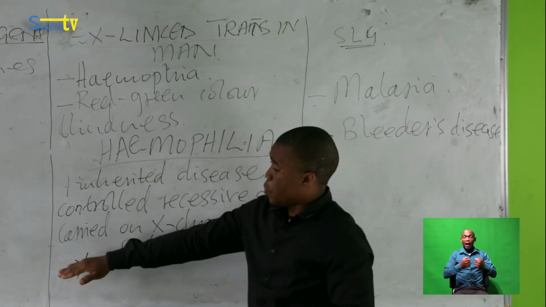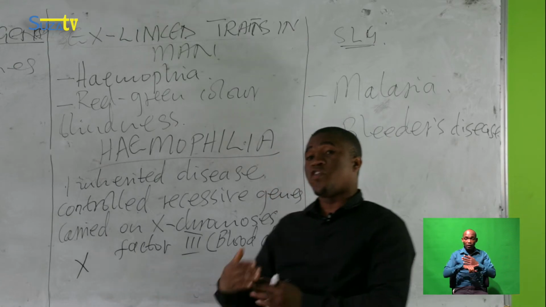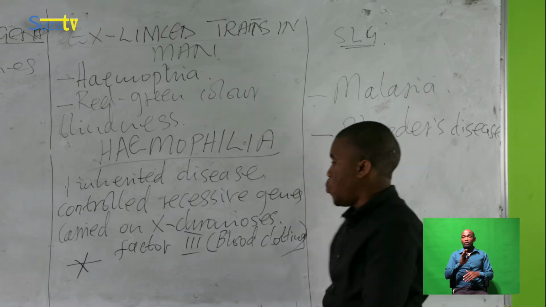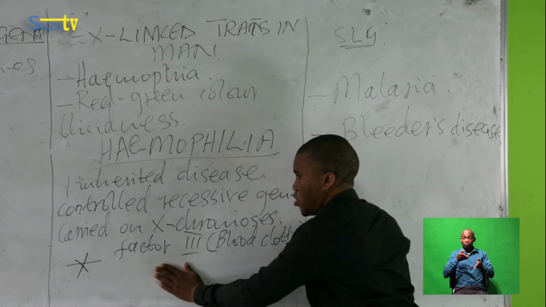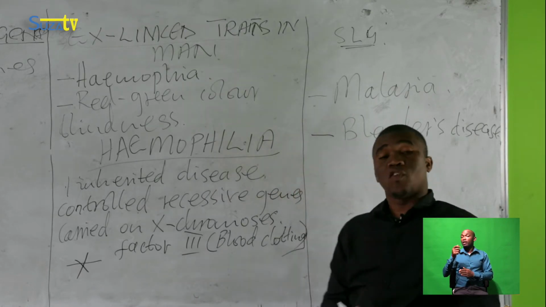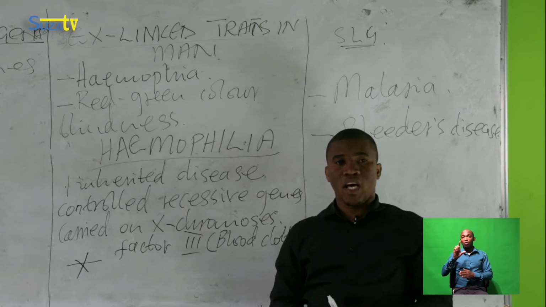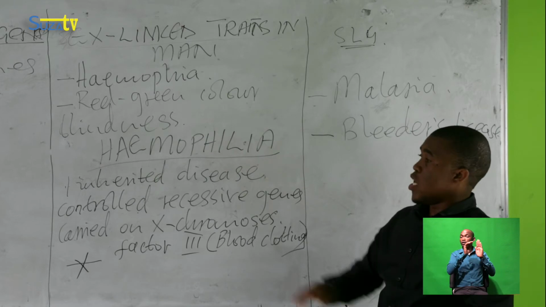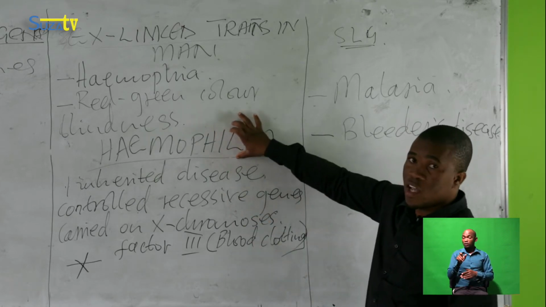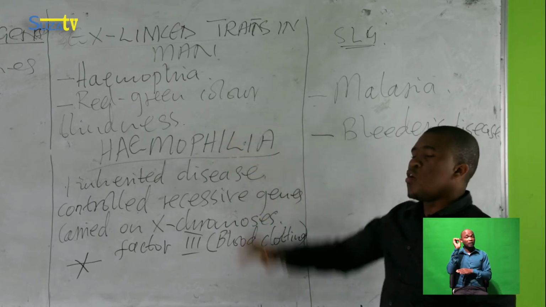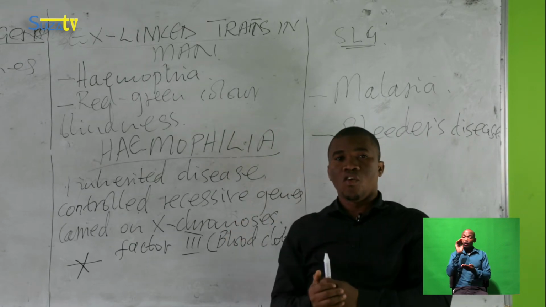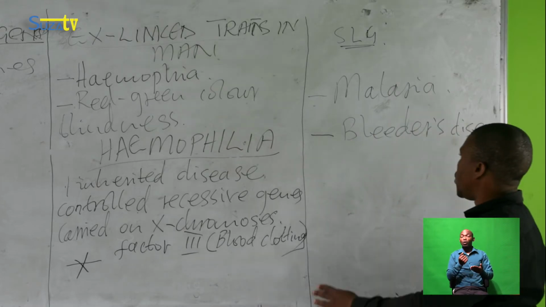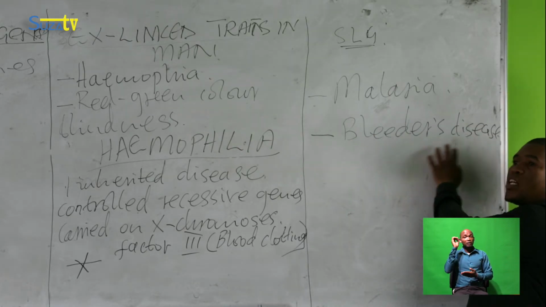So the presence of the sex-linked gene on the X chromosome will prevent the production of these factors. That's why the process of clotting of the blood will be slowed down, and the person who suffers from this disease will lose a lot of blood. That's why we call this disease bleeder's disease.